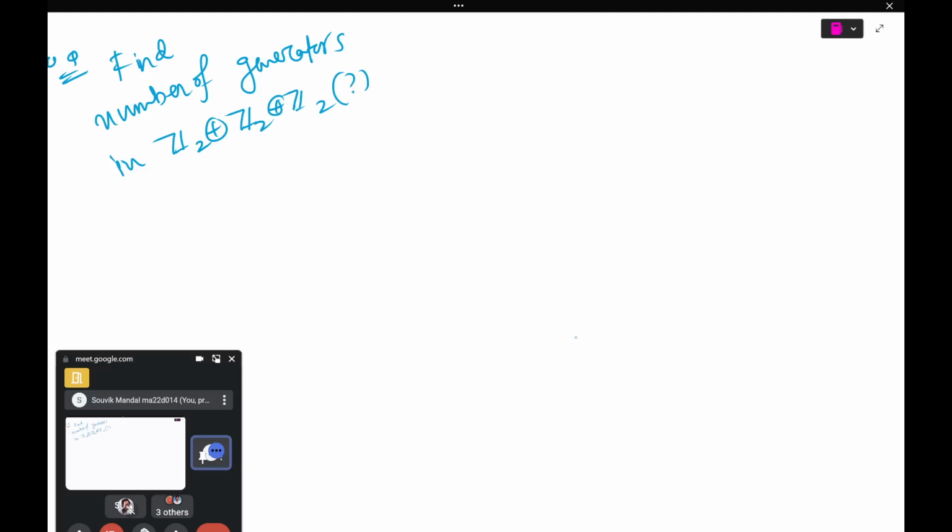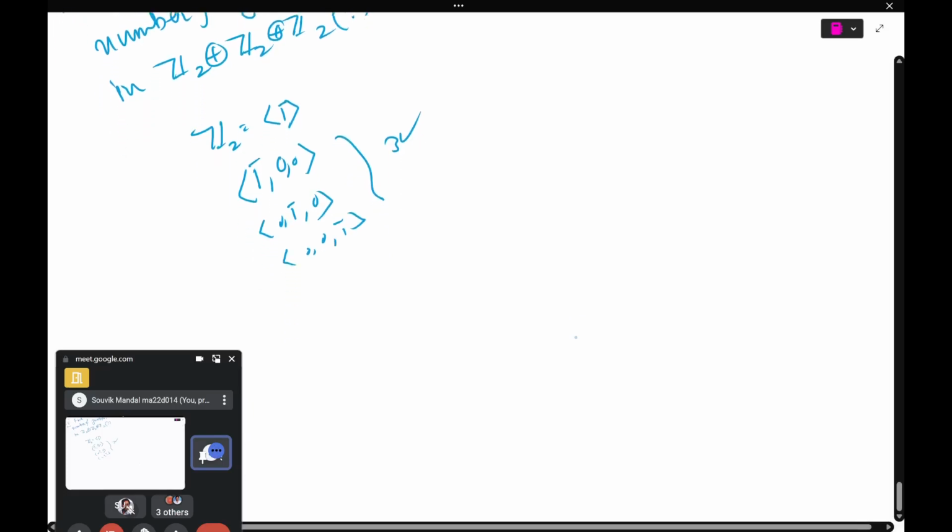Okay, so Z2 is generated by 1, right? So Z2 direct product Z2 direct product Z2 is generated by 1 0 0, 0 1 0, and 0 0 1. So it has a total of 3 generators. That's it.